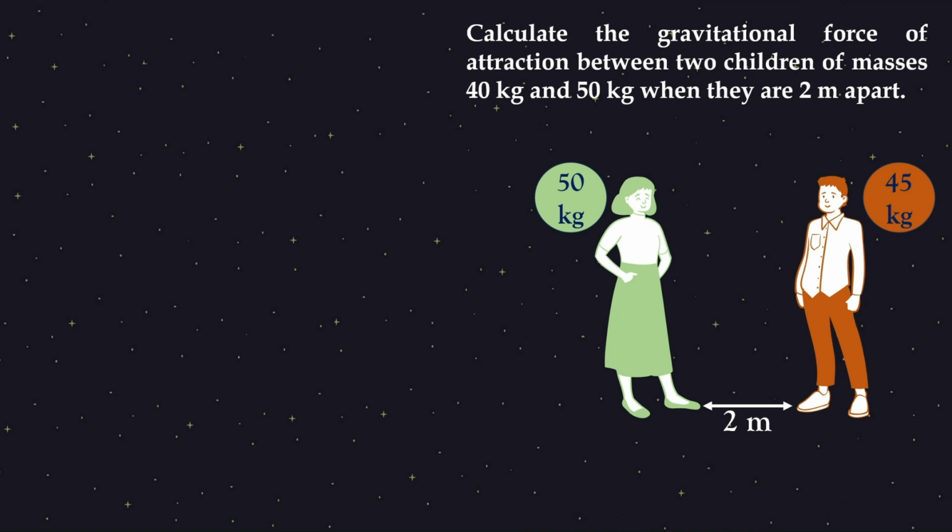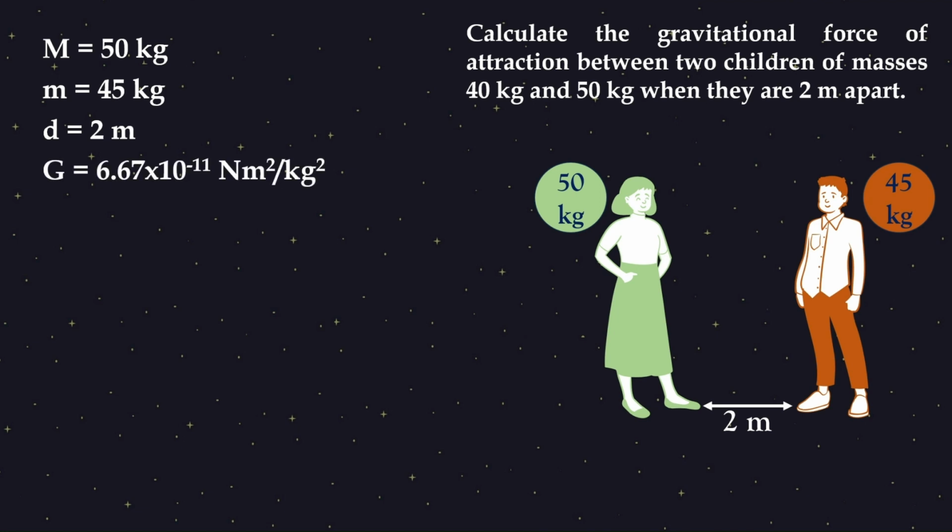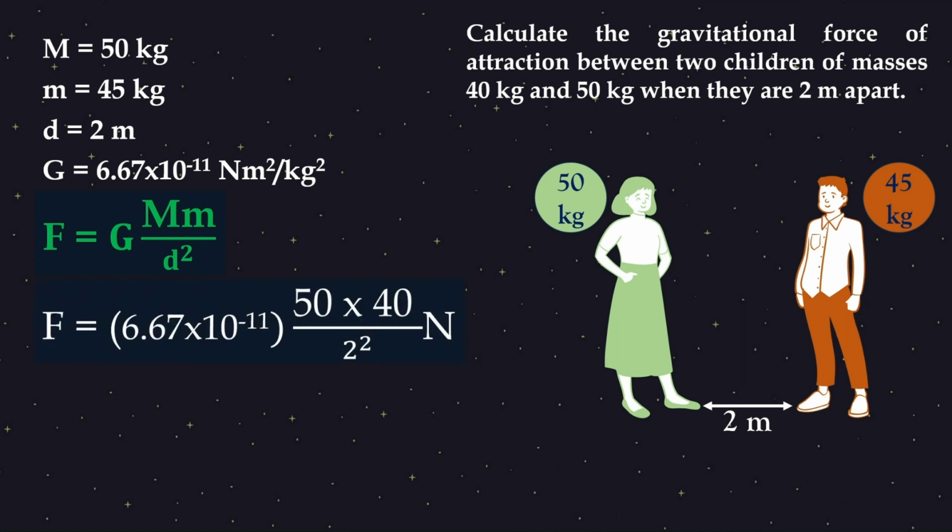So we'll pull out the values first. One of them has a mass of 50 kg, the other has a mass of 45 kg, and their distance is 2 meters. We know the value of the gravitational constant as 6.67 into 10 raised to minus 11 Newton meter square per kg square. And according to Newton's law of gravitation, the force between them will be equal to G into Mm divided by d square. So we will insert the values. F is equal to 6.67 into 10 raised to minus 11 into 50 into 45 divided by 2 square Newton. So this will be the value of the force of attraction between them. Upon calculating, we'll get the value as 3.335 into 10 raised to minus 8 Newton.